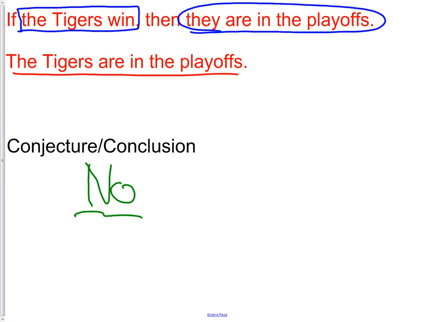Most people in this situation try and say that therefore the Tigers must have won. The law of detachment does not allow us to do that. The law of detachment says we need to be able to compare our statement to the original hypothesis. If those two do not match one-to-one, in other words, if they do not mean the same thing or do not match up, we can make no new conclusion based off of that information.